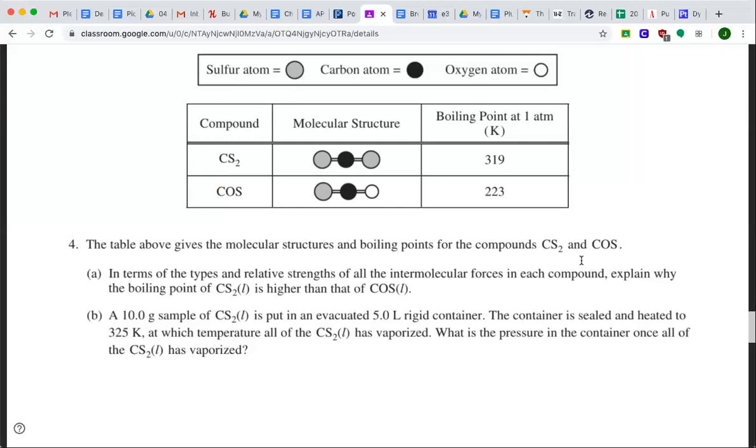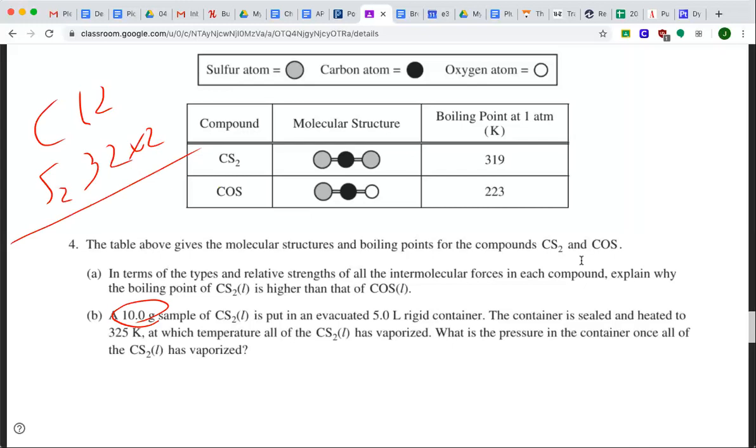And so part B, a 10-gram sample of CS2 liquid is put in an evacuated 5.0 liter rigid container. The container is sealed and heated to 325 Kelvin, at which temperature all of the CS2 liquid is vaporized. Great. What is the pressure once all of it has vaporized? This is PV equals nRT, but you have to calculate the number of moles here. So CS2, you've got carbon is 12 and sulfur is 32, but you have two of them.